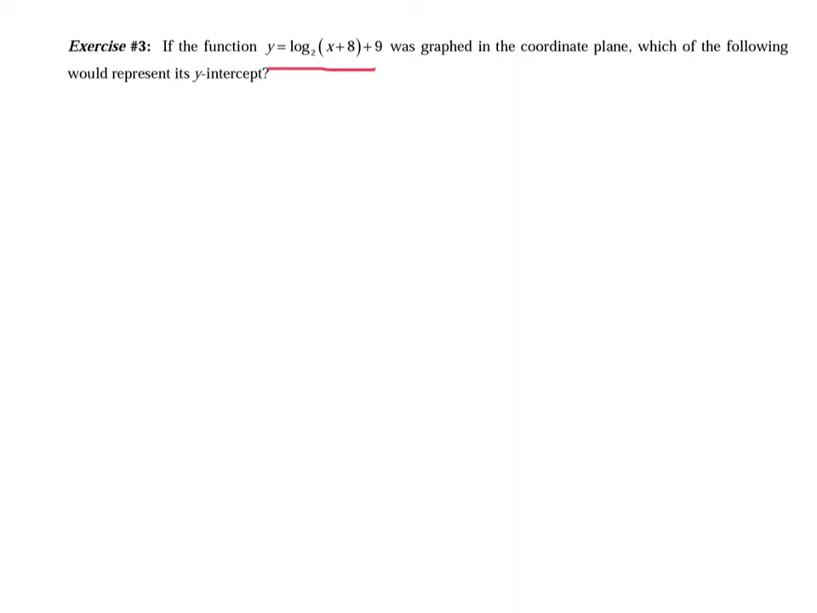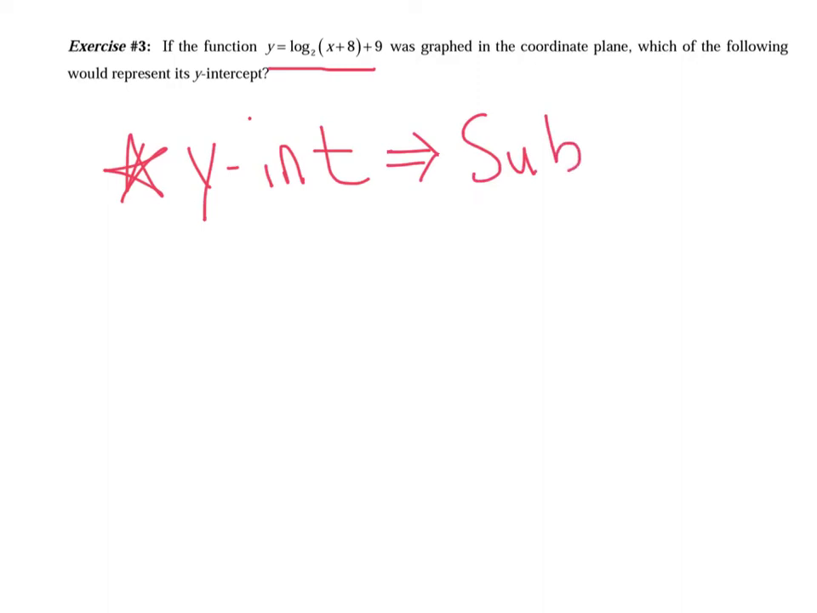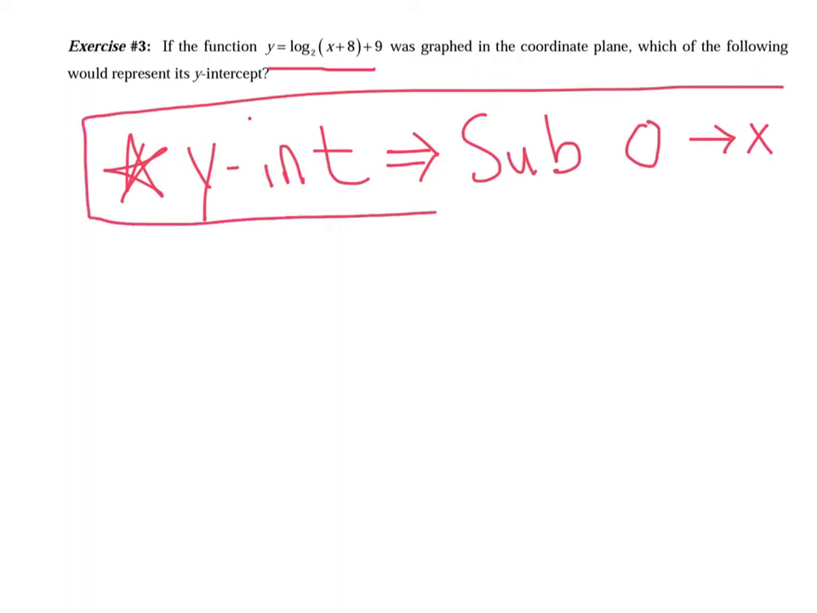So here's the fundamental idea that you need to put in your notebook. When we're looking for a y-intercept, and perhaps you remember this from a month ago, we are going to substitute a 0 in for x. Alright, so let's make sure this stands out in our notebook for tomorrow. If you're looking for the y-intercept, we're going to substitute a 0 in for x. So let's see what this looks like.